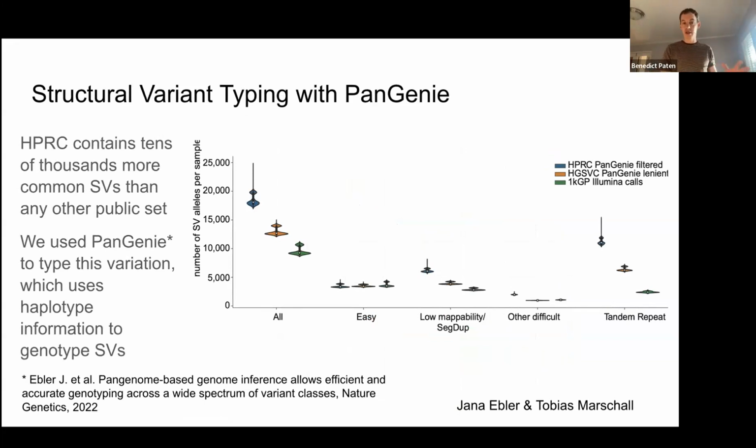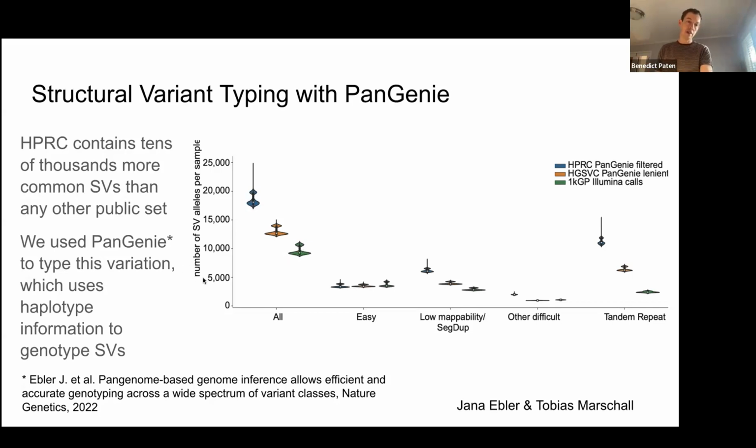Another really important class of variant, obviously, is the structural variants. And we developed, this is work from Jana Ebler and Tobias Marschall's lab, this tool called PanGenie, which essentially takes the pan-genome, uses k-mers from a given sample to guess the structural haplotypes of a sample across the genome. And using that approach, we can actually double the number of structural variants that we can find. So we can go from the minority of structural variants that are discovered in a given sample.